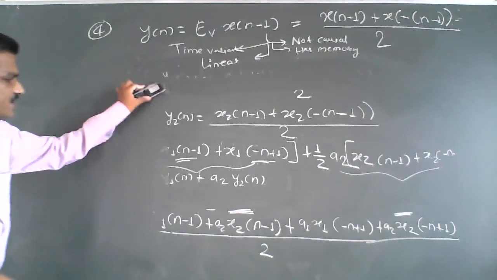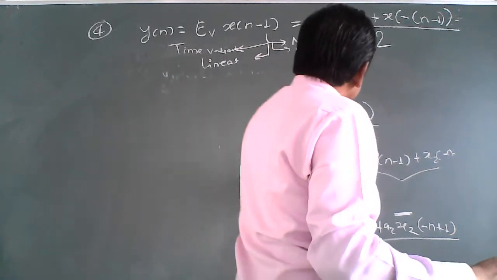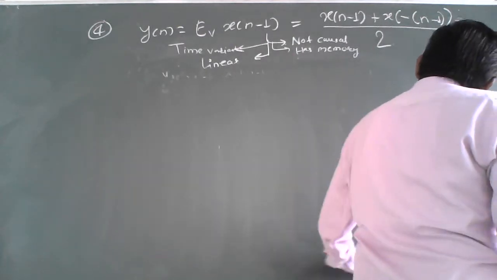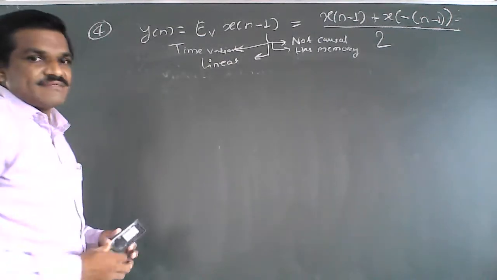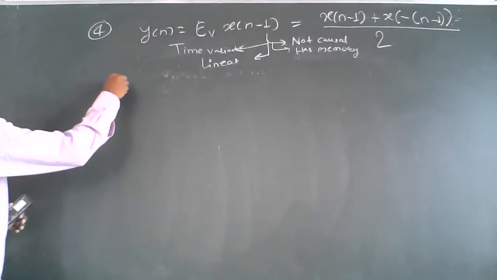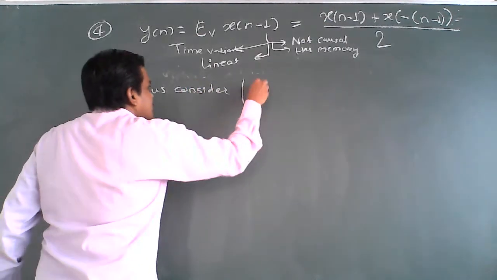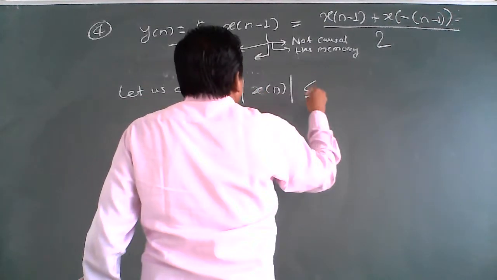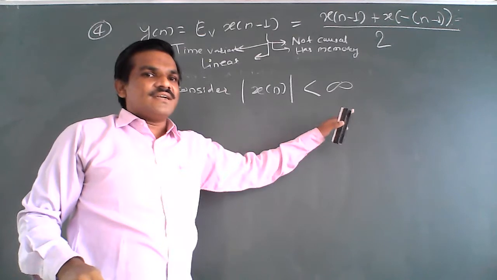So the fifth property for this particular system is the stability property. Okay, so we have to check whether the system is stable or not. To check the stability, if we give the system a stable input, we must get a stable output. Okay, then we call that system a stable system. Fine. So let us consider the input is stable, that is, magnitude of x of n is less than infinity. Let us consider that this is stable for all n.